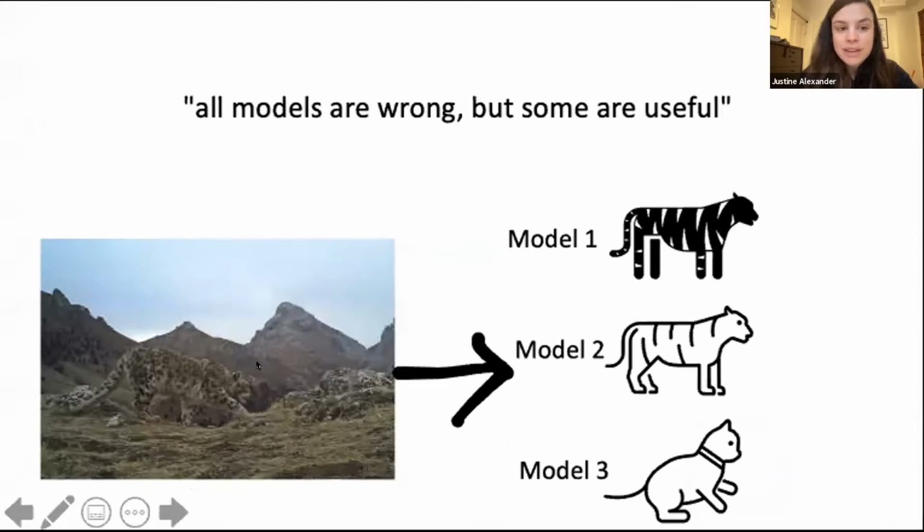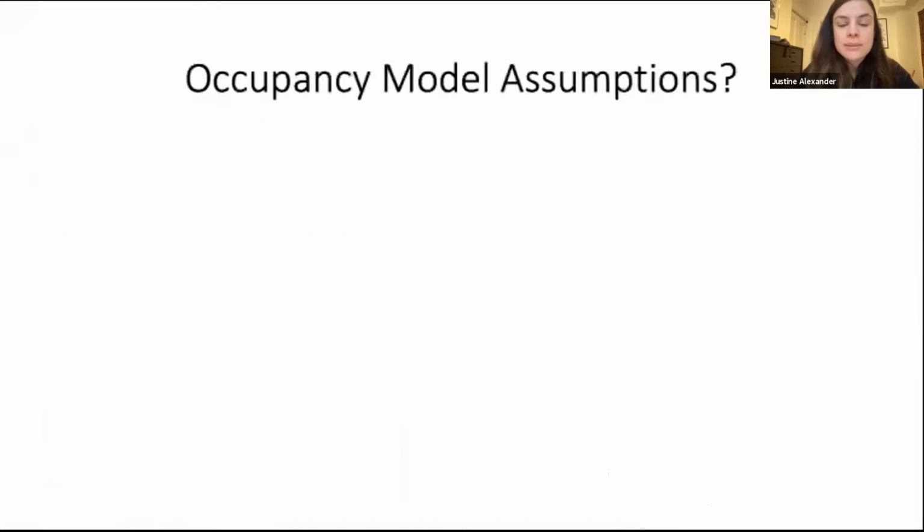For example, if we have a snow leopard and we want to convert it into a model, we must assume it's a snow leopard. It can't be a tiger, right? If we assume it's a tiger, then we've got it all wrong. And the same thing, if we assume it's a house cat, the model's all wrong. So I think it's important to go through the assumptions and check in with ourselves whenever we use occupancy in our different contexts, whether we meet those assumptions or how we can address some of the assumptions we don't meet, because there are ways to do that as well.